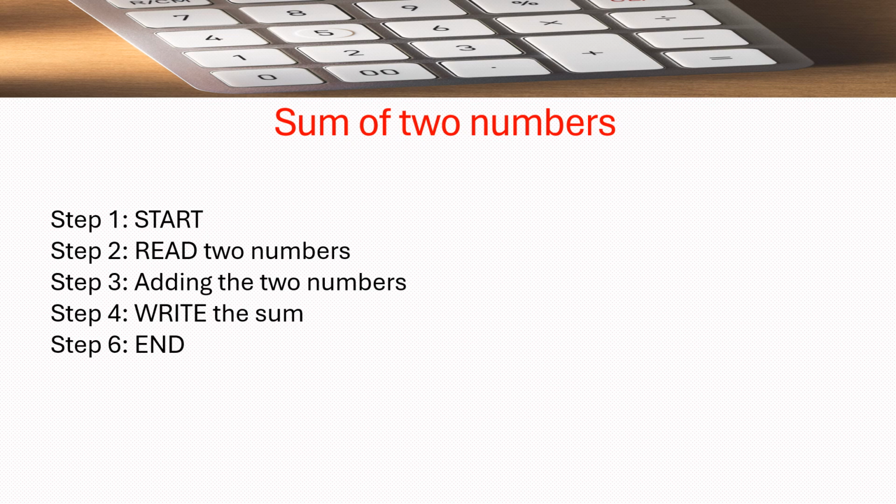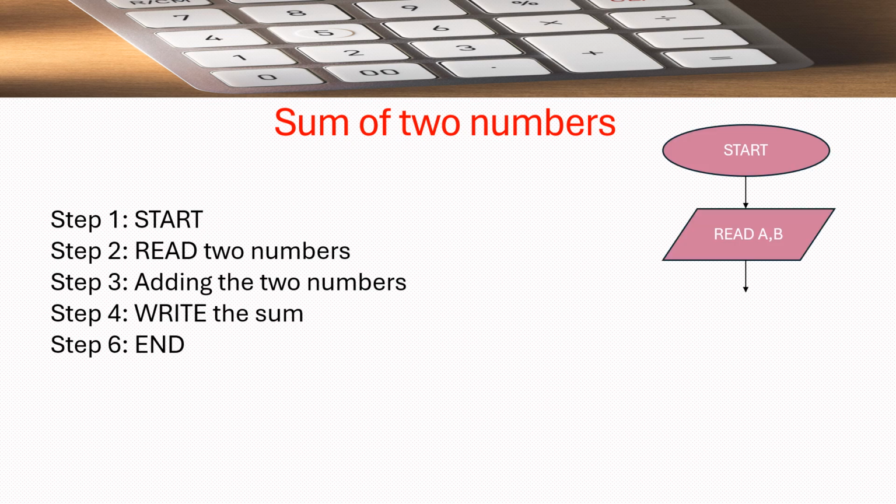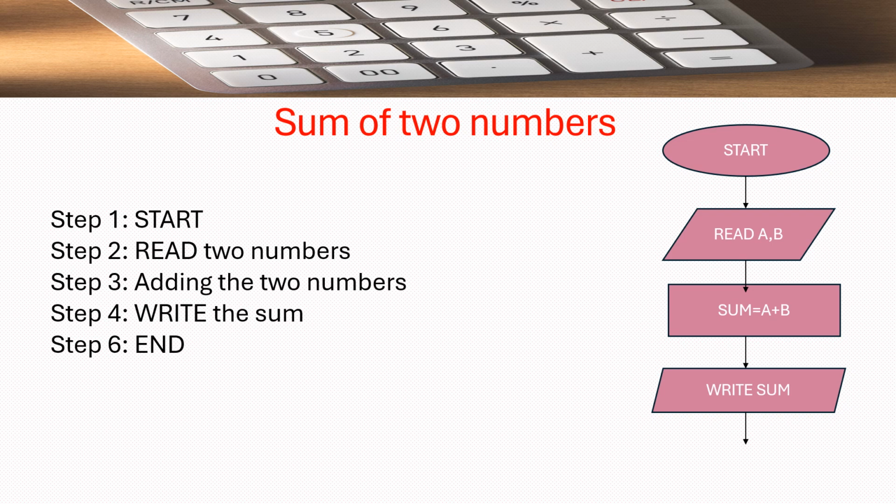Now talking about the flowchart, we start off with the oval, then read A and B, both because these are two separate numbers that need to be read. Then a rectangle in which the action is to be performed, that is, sum equals A plus B. After the sum is calculated, obviously it needs to be output. So it is written on the screen as write sum within a parallelogram because this is supposed to be the output, and then you end the program.